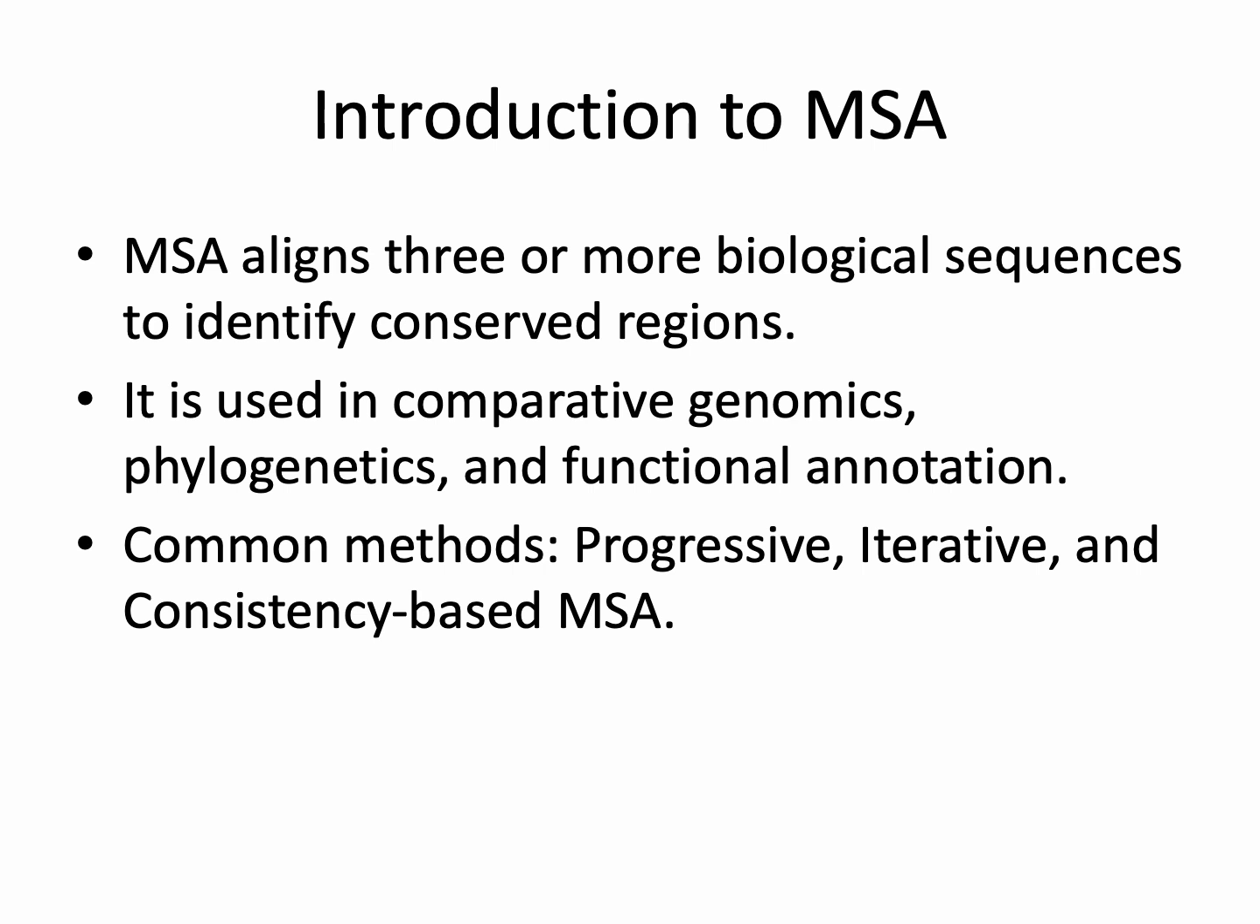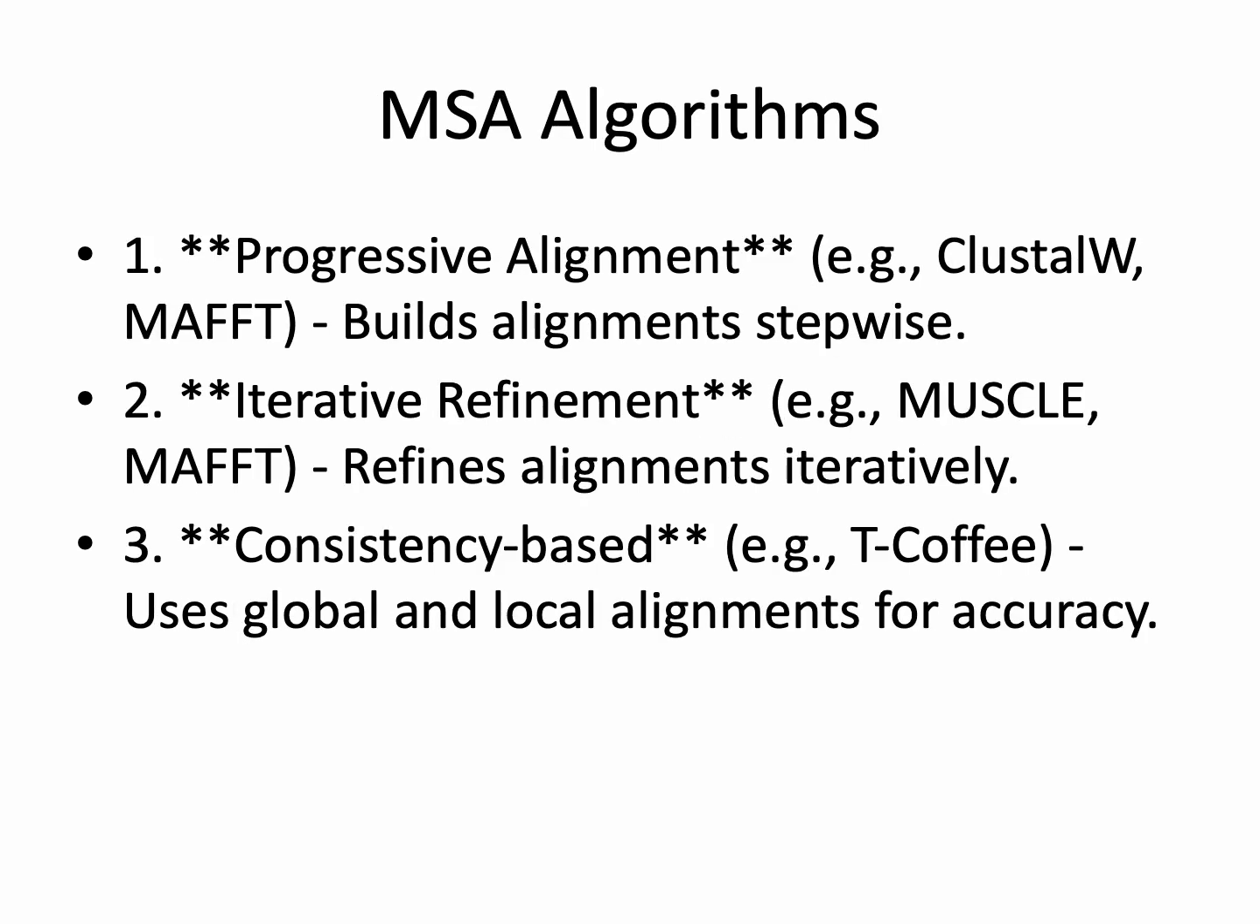Multiple sequence alignment is a key technique used for aligning three or more biological sequences to identify conserved regions. It is a comparative genomic, phylogenetic and functional annotation tool. There are three major algorithmic approaches used: progressive alignment, iterative alignment and consistency based alignment. Let's see the various algorithms one by one.